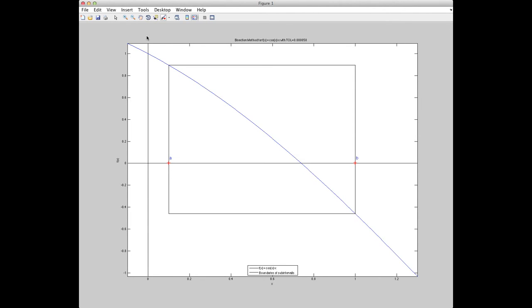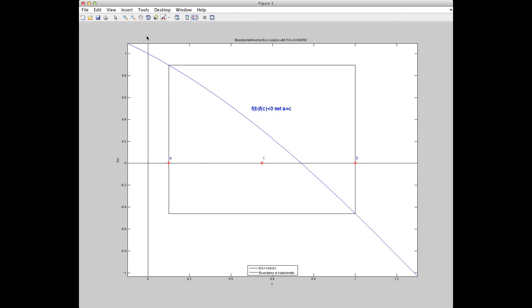The first step is to choose an interval. I've chosen an interval from a to b, and you can see the rectangle drawn there. There's a root contained within that rectangle. The top left corner is the function evaluated at the point A, and the bottom right corner is the function evaluated at B. The way the bisection method works is we bisect this interval from A to B, and we set that equal to C.